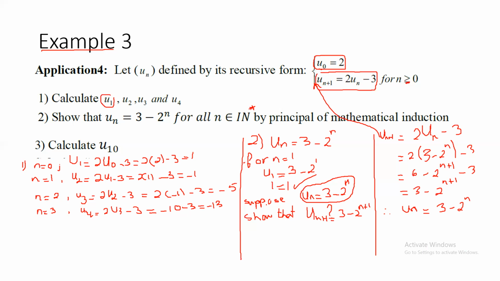Okay, the last part, part 3: how to calculate u10. We put in this equation un equals 3 minus 2 to the power n, so we get 3 minus 2 to the power 10. You find how much 2 to the power 10 is and calculate the answer.